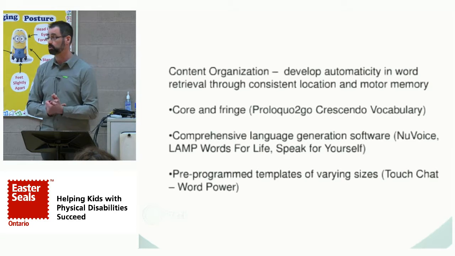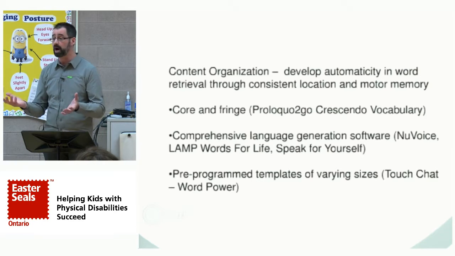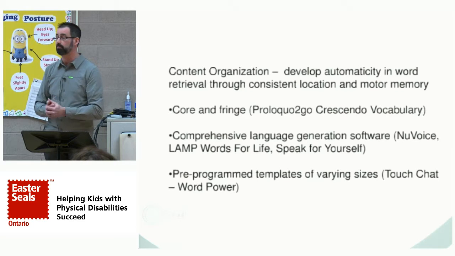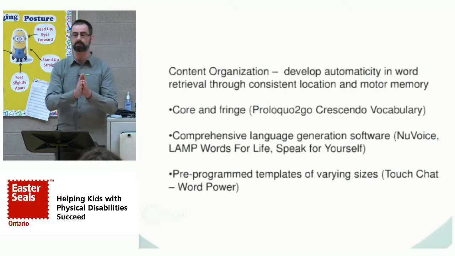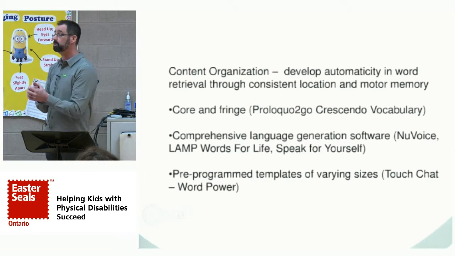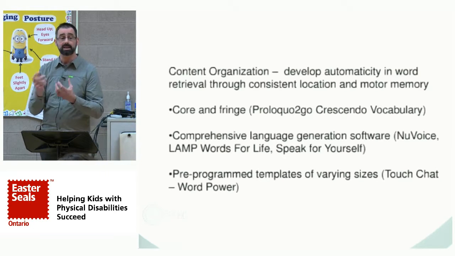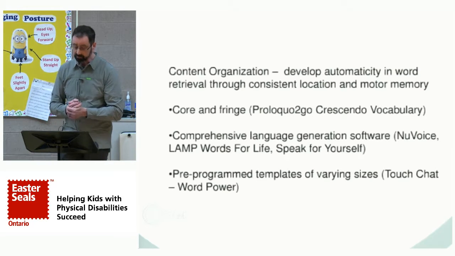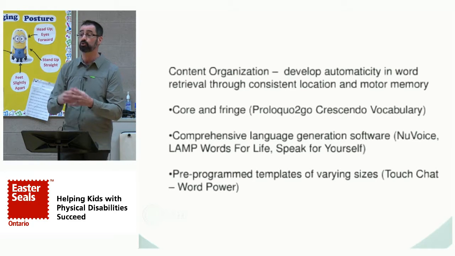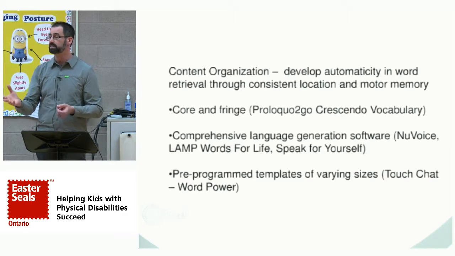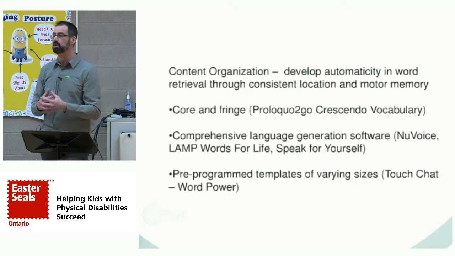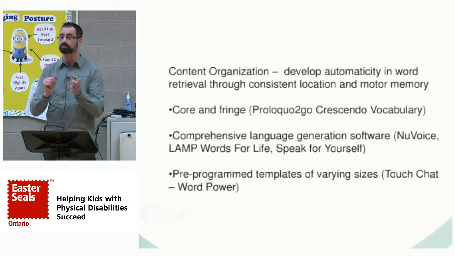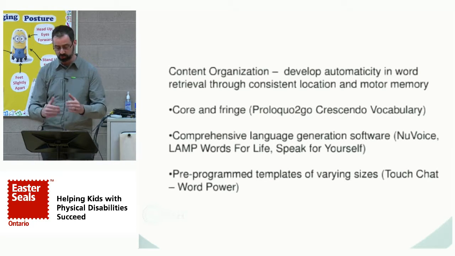But ProLoco2Go, and I'm sure most of you are familiar with ProLoco2Go, is a popular app. It's a core and fringe organization where basically you're looking at a main screen with a bunch of core words. Your core words are your pronouns, your verbs, some attributes, some prepositions, the words that we know through research that are used frequently in English when we speak and when children start to communicate. And then you tap a folder that opens up your fringe content, which is your food, your places that you go to, the people, colors, that can go on and on. And ProLoco2Go tends to be pretty easy to learn in that it has a one-to-one correspondence with hit to message, as opposed to some of the other apps.